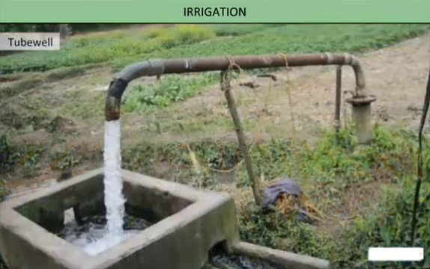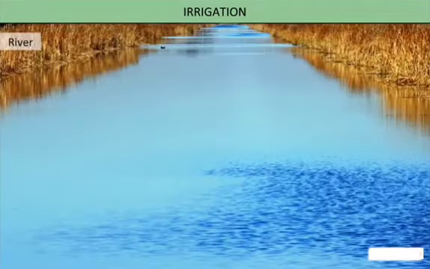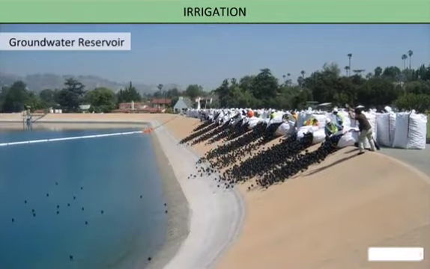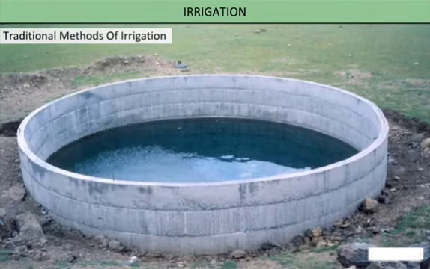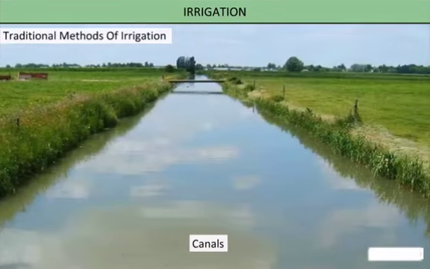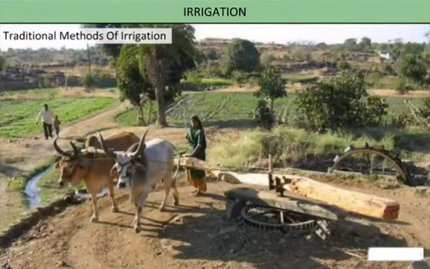The main sources of water for irrigation projects are tube wells, rivers, wells, etc. Groundwater reservoirs are also used for irrigating the fields. Traditional methods of irrigation. The water from wells, lakes and canals is lifted up by different methods in different regions for irrigation purposes. Cattle or human labor is used in traditional methods of irrigation. So these methods are cheaper but less efficient.